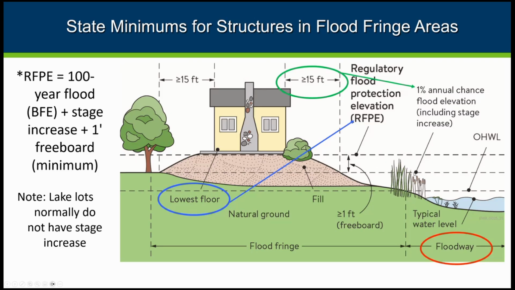This is the base flood elevation, including the stage increase associated with the floodway. And then above that, with at least 1 foot of freeboard, is our RFPE, or our lowest floor elevation. So that building cannot be constructed below that elevation. As the floodplain changes due to this fill, the floodplain boundary will move a little bit as well. And we'll note that you need to have at least a 15-foot setback between a new residential structure and the new boundary of that floodplain.